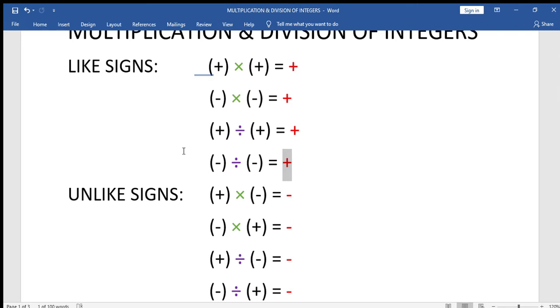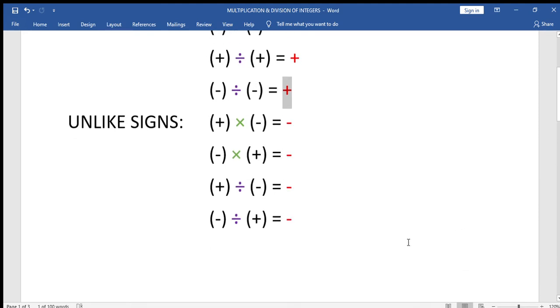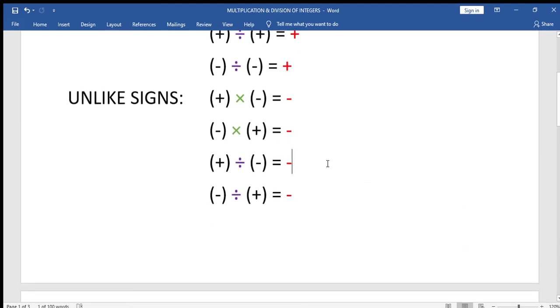So let's go to unlike signs. In unlike signs, we are going to follow the following principles. The principle, if you are going to multiply and divide integers, if they have two different signs, then the product or the quotient sign must always be negative. Kagaya nito. So, we have here, sa multiplication statement natin, positive multiplied by negative, the product sign is negative. Then, we also have here, negative multiplied by positive, the product sign is still equal to negative.